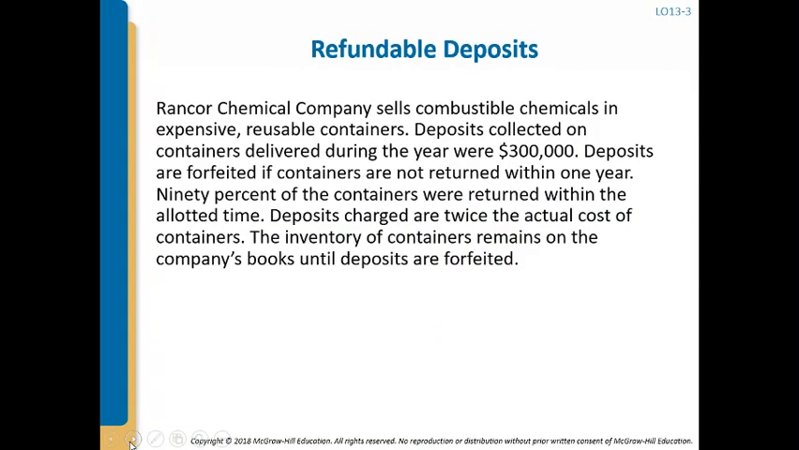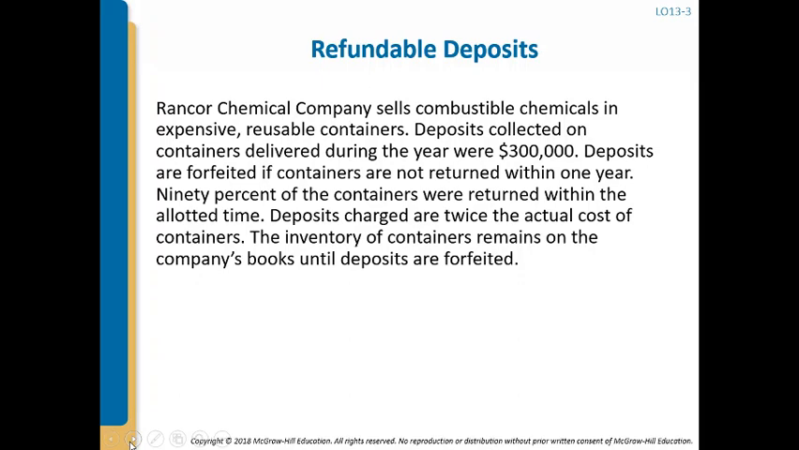All right, so refundable deposits. You're going to record an obligation at the time of receiving the deposit. So we have an example here where this company sells combustible chemicals in expensive reusable containers. They collect a deposit on those containers, and in total they collect $300,000. Now these deposits are forfeited if the containers are not returned within 1 year.